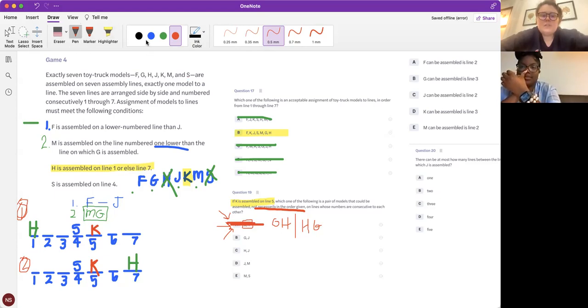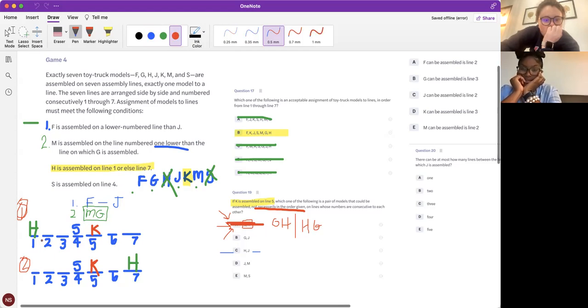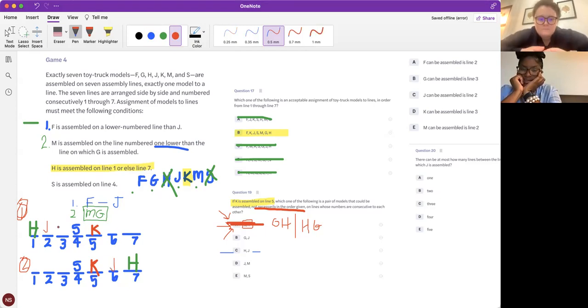Let's skip B for a second and go to an easier one. Let's try C again. What do you have to do to try this? Okay, so C would have to go in spot 2 and spot 6. All right, so does it work in 1? What do we know about J? The F has to come before that. Yeah, so does 1 work? No. Nope.